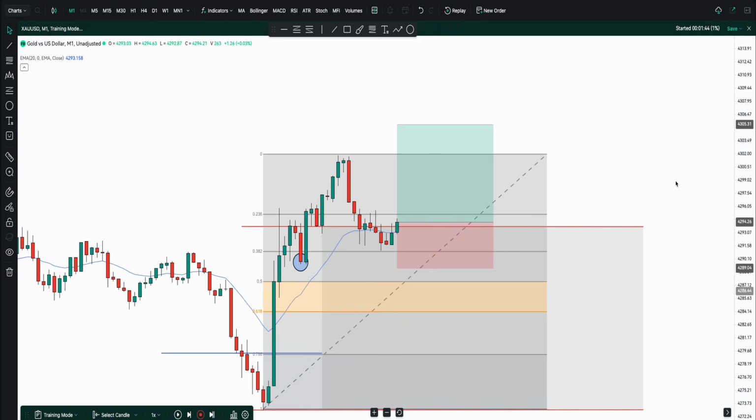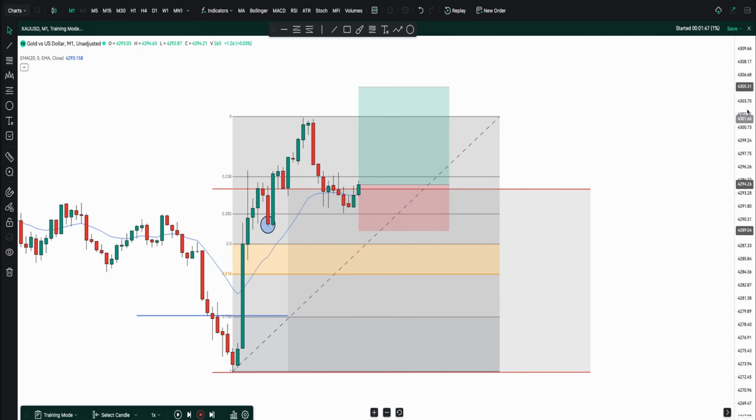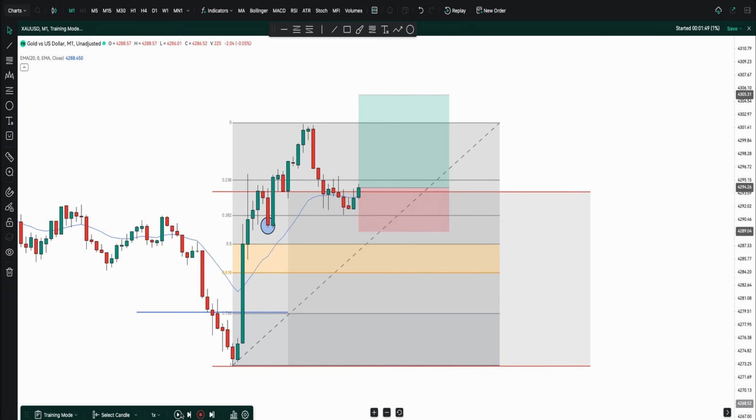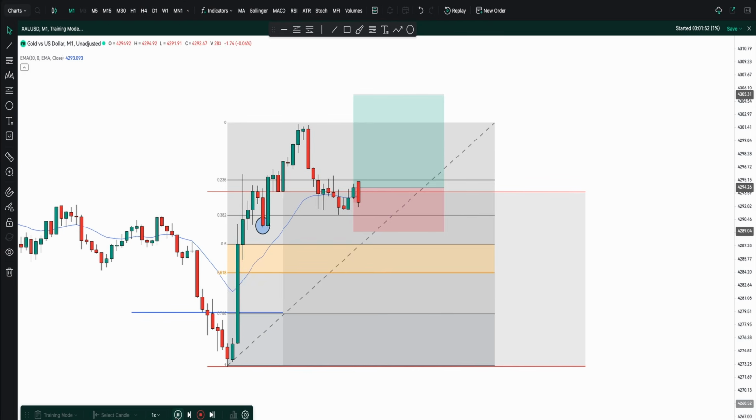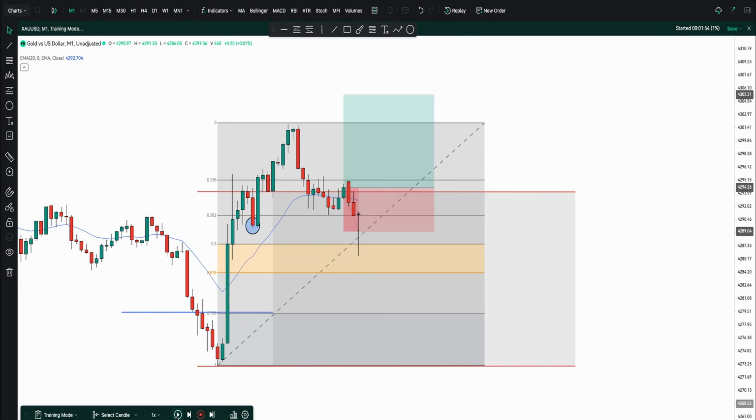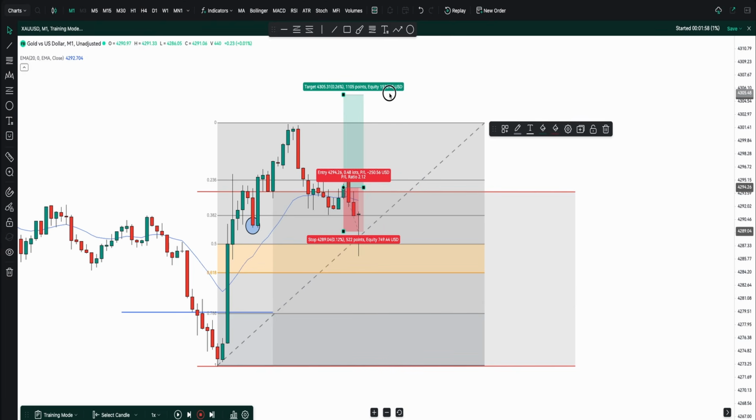So let's see if this plays out. I really don't know how this will play out, but let's see how this plays out, right? Let's see. Right, the market pulls back, hits our stop loss, right? You can see what I meant there, right?